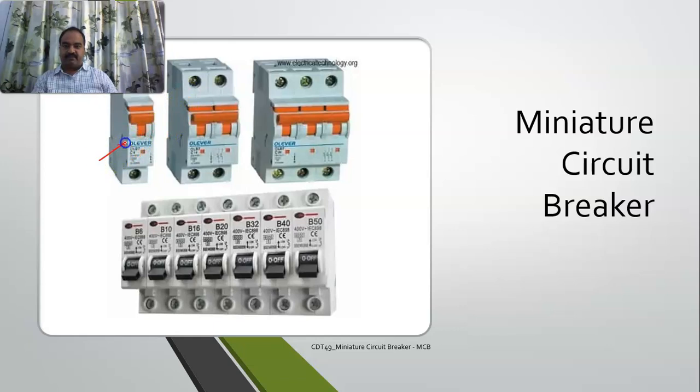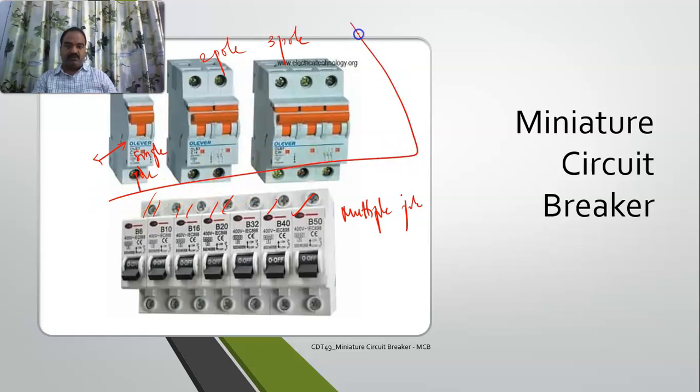I think this picture will help you a lot to identify a circuit breaker. You can find a single pole circuit breaker. This is single pole, this is 2 pole, this is 3 pole, and this is multiple pole. Normally this indicates that these are connected to different switches, different loads. But predominantly used are single pole, 2 pole and 3 pole.